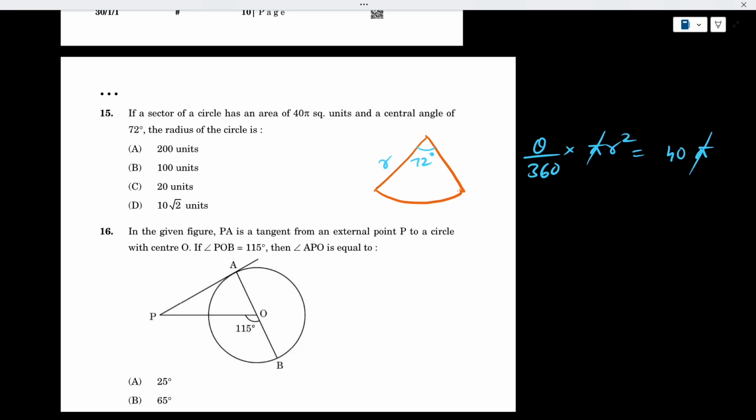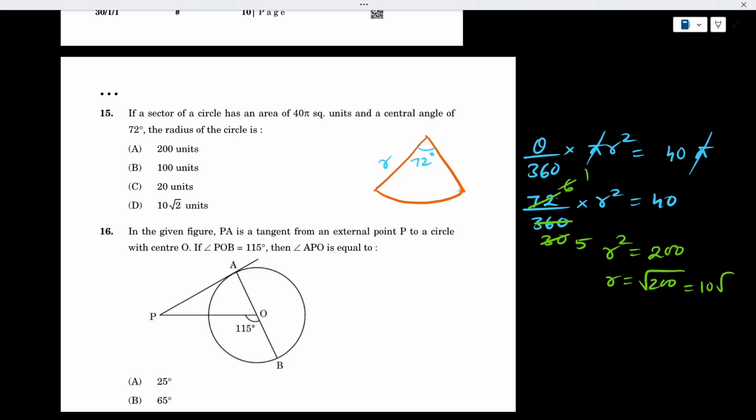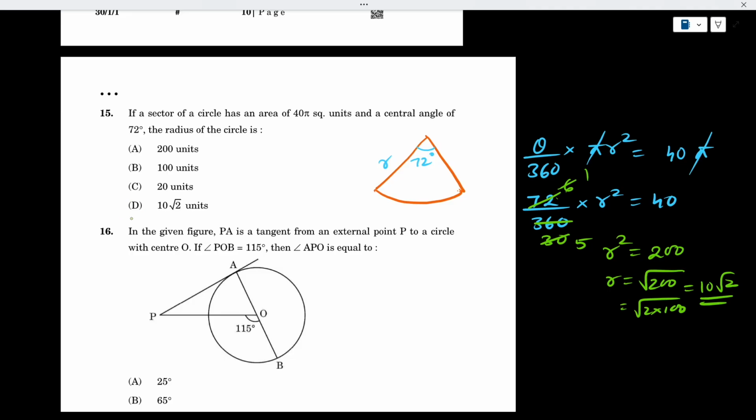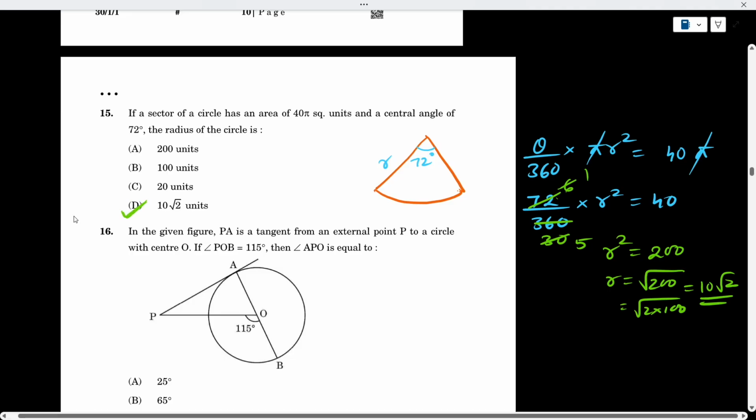Pi will get cancelled here first, and then substitute here 72 by 360 times r square equals 40. You can transpose it and do the calculation, or I can do it here. 12 6s are 72, 30s are 6, 1s are here, 6 5s are 30. So r square is 200. So what is going to be the value of r? Root 200. We can't take the negative value, which is 10 root 2, because this can be written as 2 times 100. 100 square root is 10. So 10 root 2 with units is going to be your radius. So what is the right option here? Option number D. This is the area related to circle chapter question.